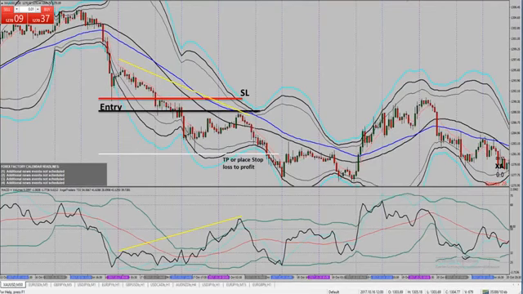Again right here, our entry is going to be off the 50 moving average. There's no real retracement in here, but it's showing us that it's hidden divergence. I'm going to place my stop loss right up here in this small retracement. I'm going to do my take profit right here. So we have about a 1 to 5 or 1 to 4 risk to reward ratio right there.